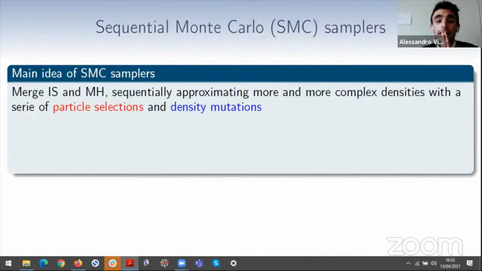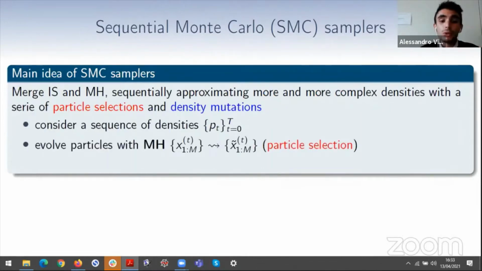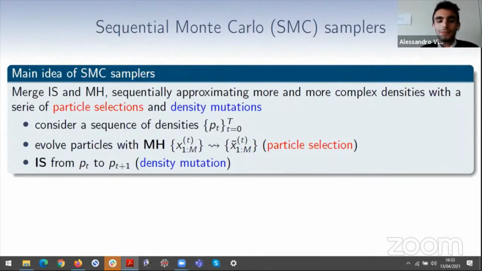We want to approximate, sorry, a complex density, and we can reach it by a smooth path between a known and easy density into the target one. So we at first consider this sequence of densities, and we evolve at each time the particles using Metropolis Hastings. So we select some particles with a proposal scheme, with accept and reject scheme. Then we would like to evolve from the distribution at time t, so with samples at time t, into the distribution at time t+1. And this can be done using importance sampling. So using a terminology that comes from genetics, we can, for example, say that this is a sort of particle selection and density mutation. Okay.